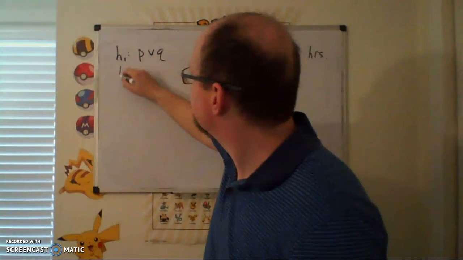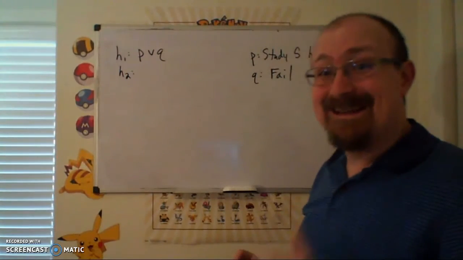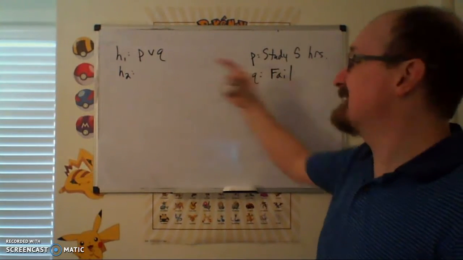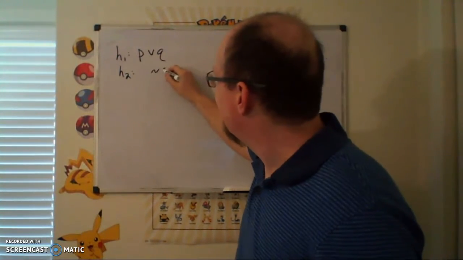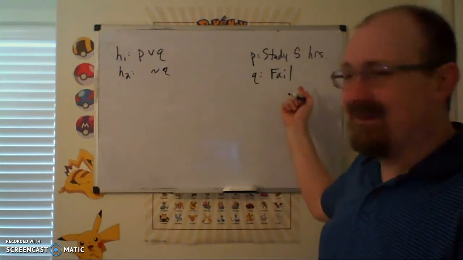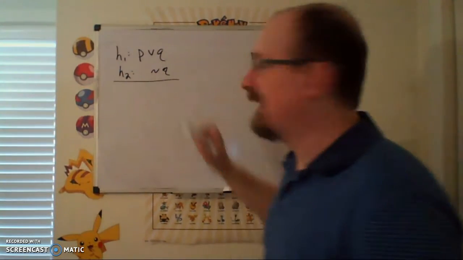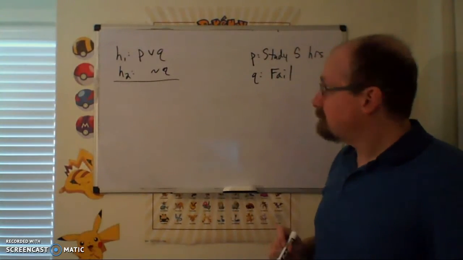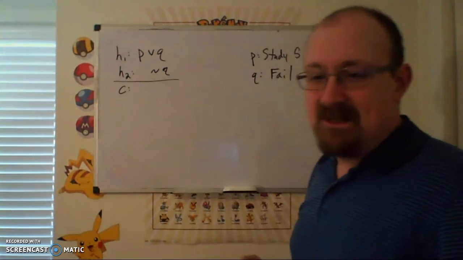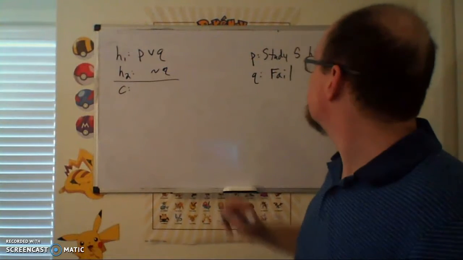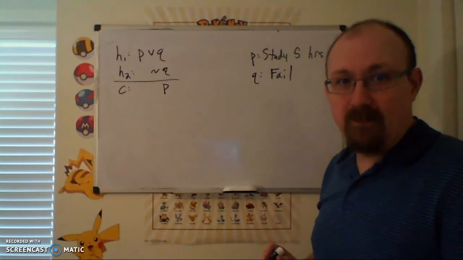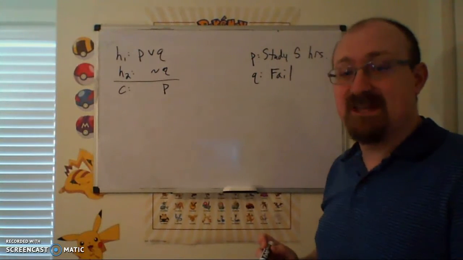Hypothesis 2 says, I did not fail. Since I didn't include a not in here, that means I need a negation. Technically, if you wanted to, you could rework the argument and have not failing in here, but I think it's cleaner this way. All right, so now we've got our two hypotheses. Our conclusion says, therefore, I must have studied for 5 hours. So, therefore, P. We've got our H1, we've got our H2, we've got our C.